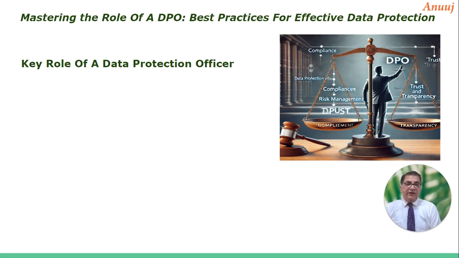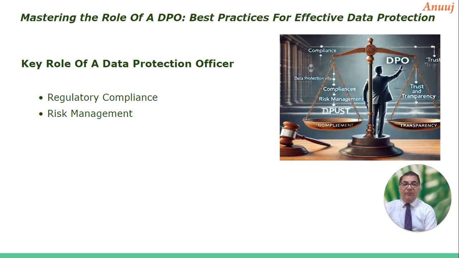What is the role of a DPO or a data protection officer, which as we watched in the CCPA video, they call it Chief Privacy Officer, right? His key roles: regulatory compliance. He has to meet all the guidelines of his compliance. Risk management, so whatever are the processes in the organization which are handling the personal data, especially sensitive personal data, he has to be very, very careful that the risk is minimized while handling and processing that information.